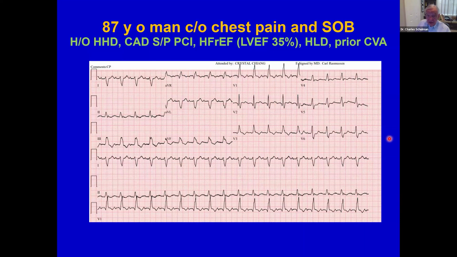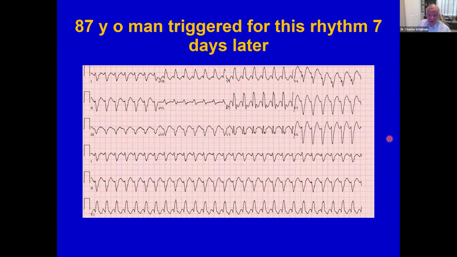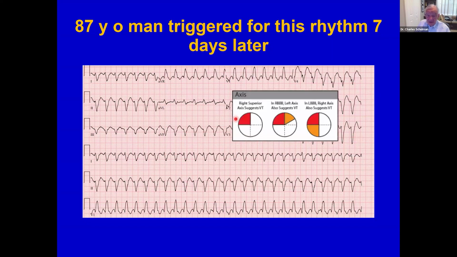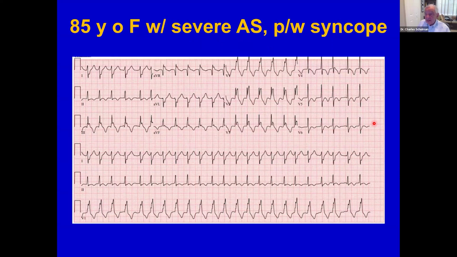A week later, he triggers for this. This is also a right bundle branch block tachycardia, pretty fast actually, greater than 150. But you notice two other things. Number one, northwest axis, negative in 1, negative in aVF. And you also notice V6. This has got to be ventricular tachycardia. Right superior axis. There you go.